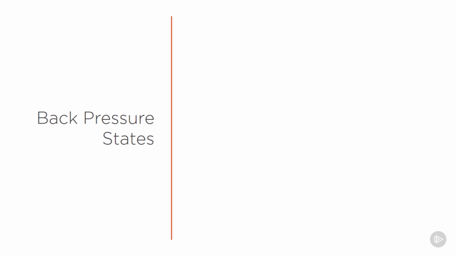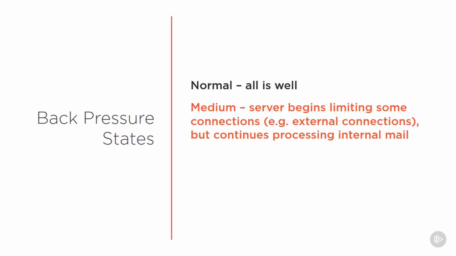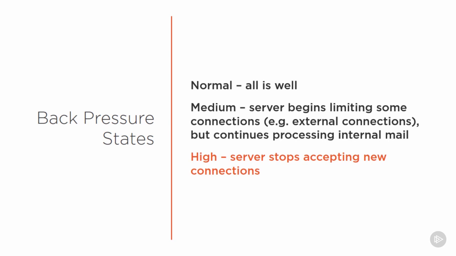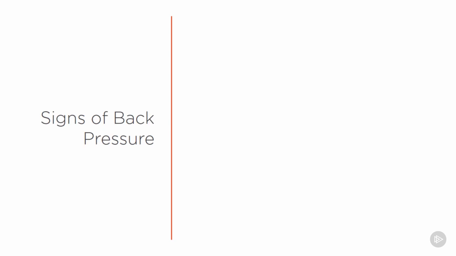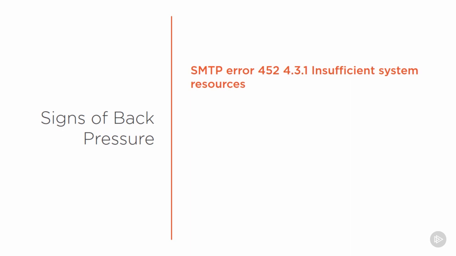The server will be in one of three states. Normal, which means all is well and the server is performing its role as intended. Medium means a resource is moderately overutilized and the server begins limiting some connection types. And high means a resource is severely overutilized, the server ceases to accept any new connections, and the most common signs of back pressure include SMTP error 452 4.3.1, insufficient system resources.